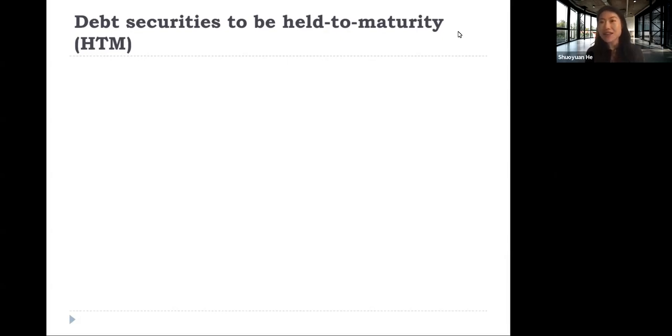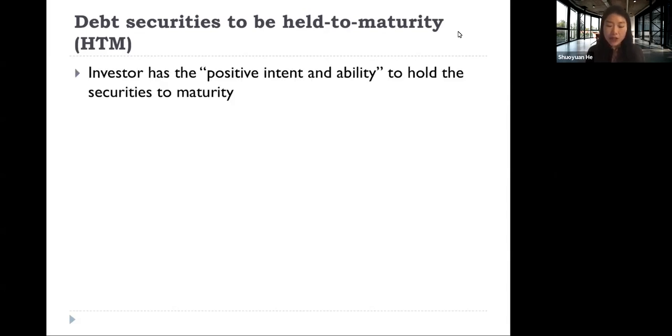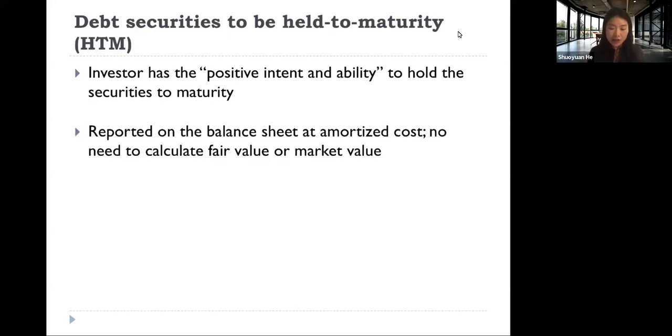First, let's look at debt securities that are classified as held to maturity. As we just mentioned, under this category, the investor has the positive intent and ability to hold the security to maturity. For financial reporting, they are usually reported on the balance sheet at amortized cost. And there's no need to calculate the fair value or market value of the security because the investor has an intention to hold it to maturity. So the change in fair value doesn't matter here.